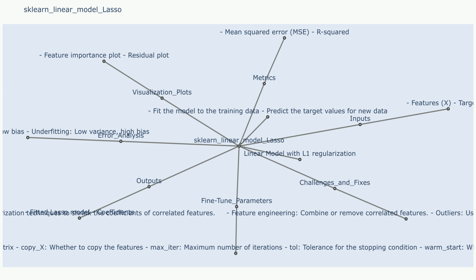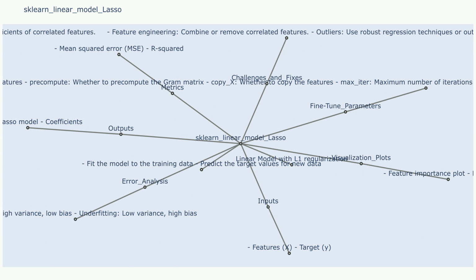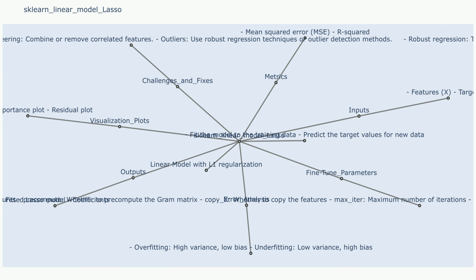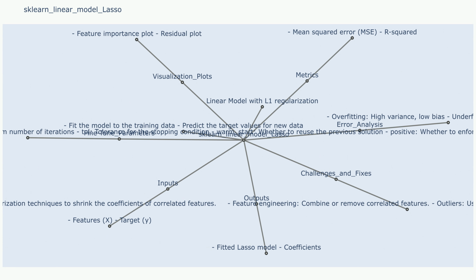Metrics. Mean squared error, MSE, measures the average squared difference between the predicted and actual target values. R squared represents the proportion of variance in the target variable that is explained by the model. Mean absolute error, MAE, measures the average absolute difference between the predicted and actual target values. Visualization plots. Coefficient plot. A bar plot showing the magnitude and sign of each feature's coefficient. This plot helps visualize the feature importance and identify features that have been effectively removed by the Lasso model.